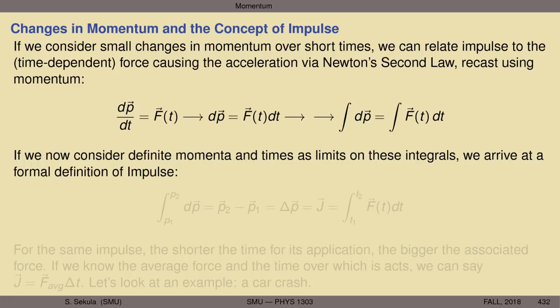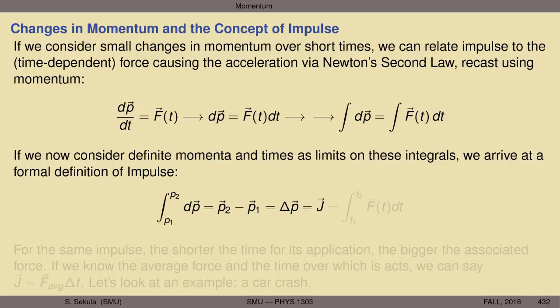So we're going to go from an indefinite integral, a sum without limits, to a definite integral, a sum with limits. And we arrive at a formal definition of impulse. The integral from the minimum momentum, p1, to the later momentum, p2, of dp, well, that's just going to give us p, the momentum evaluated at the endpoints, p2 and p1. And so we wind up with p2 vector minus p1 vector. Well, by definition, that's the delta of p. That's the difference, the change in momentum from time t1 to t2. It's the later momentum minus the initial momentum. And that is, by definition, the impulse.